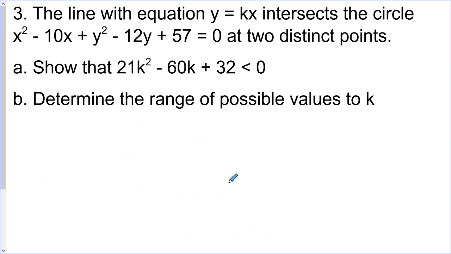Okay, final example on these intersections. We've got a straight line with equation y equals kx. It is intersecting this circle at two distinct points. Show this is true for k. So straight away, as we see this, that should bring to mind what we did about the discriminant. For something to have two distinct roots, we're looking for the discriminant to be greater than 0. So we're looking to bring this into the question at some point.